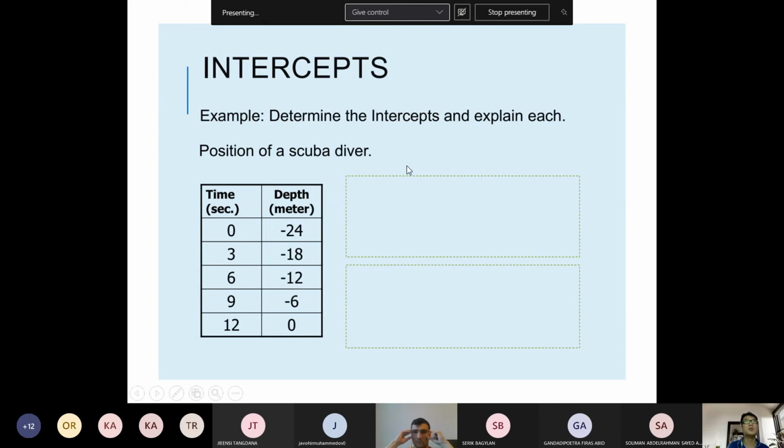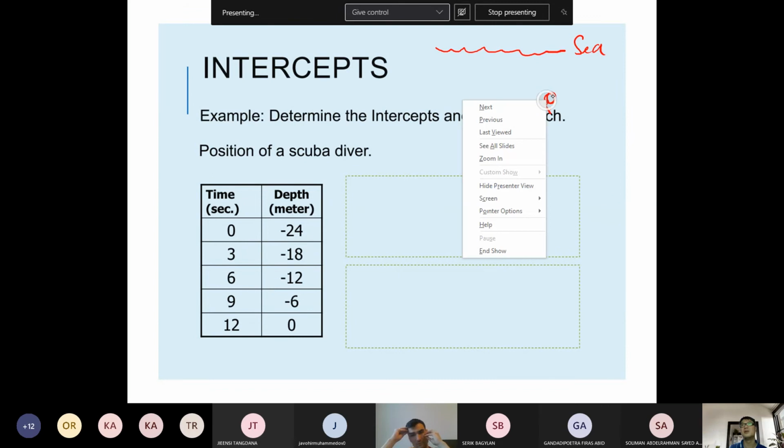Do you know what is a scuba diver? This is the sea level. So the scuba diver is someone who likes to go under the water, actually under the sea. You need to get a license to do this. It's not snorkeling. Snorkeling, everybody can do that, but to be a scuba diver, we need to obtain a license.